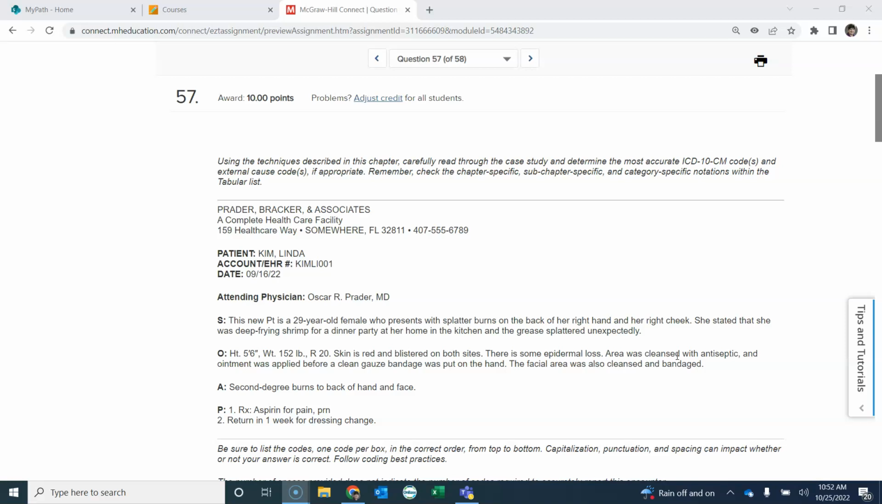And then your last one is the status of leisure activity. Okay, because it says that she's at home and she's cooking for a dinner party. So that implies that it's a leisure, it's not a work-related activity. So then your fifth one is going to be Y99.8.